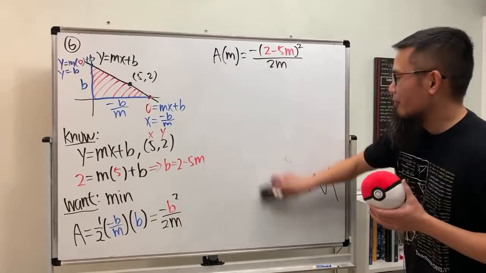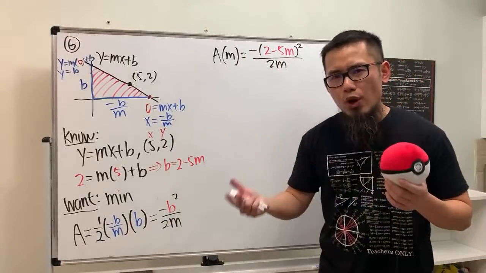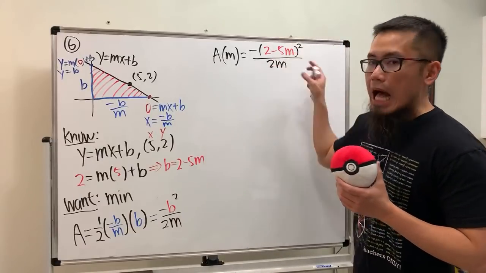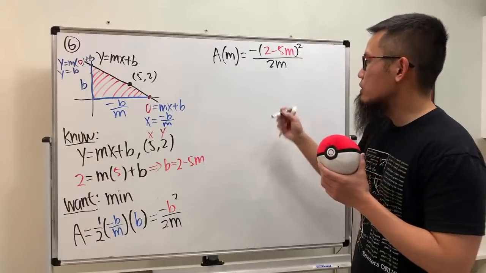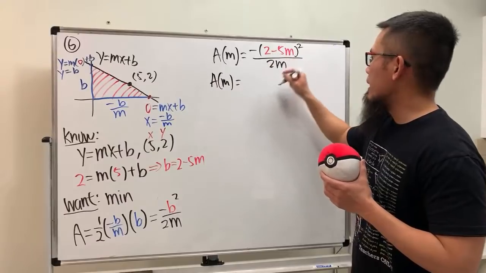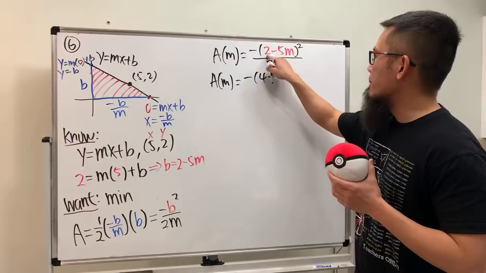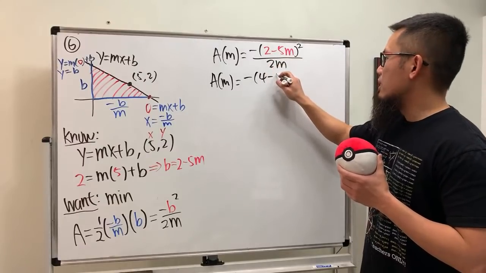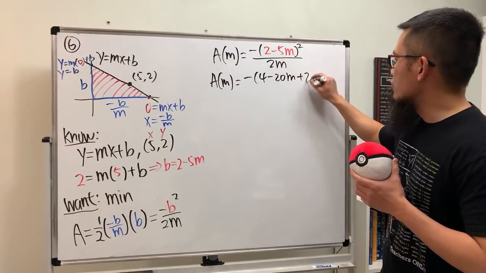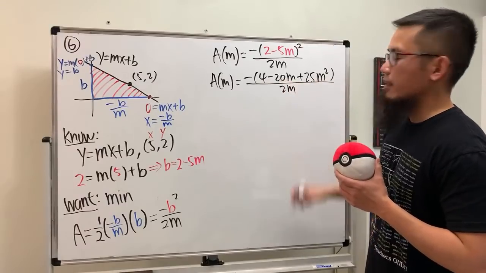Anyway, now, hopefully we are okay in terms of how we get this equation at the moment. The rest is just that we are going to do the typical thing. Namely, let's go ahead and clean this up a little bit, and then we'll do the derivative. So let's do this right here. A of m. I'm going to multiply that on the top, which is going to be this right here squared, which is 4, and then minus 2 times this and that, which is going to be 20m, and then plus this thing squared, which is 25m squared, and then all divided by 2m.